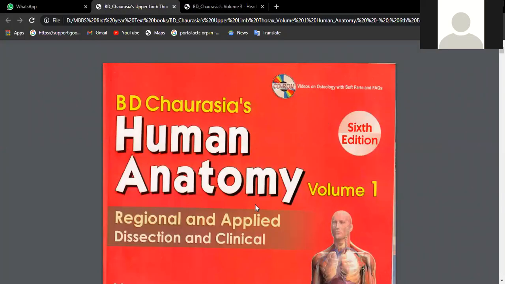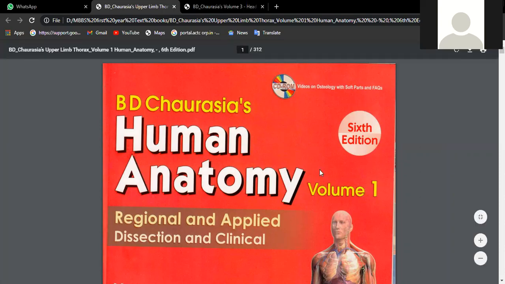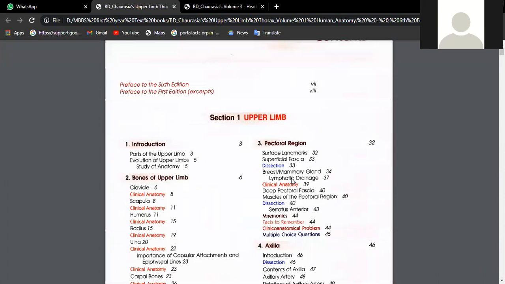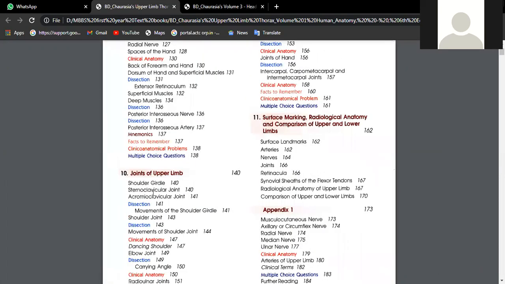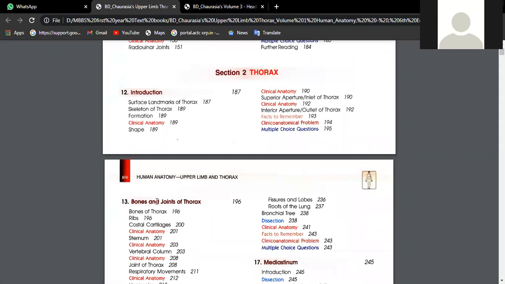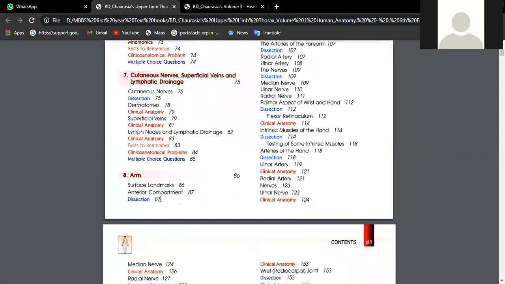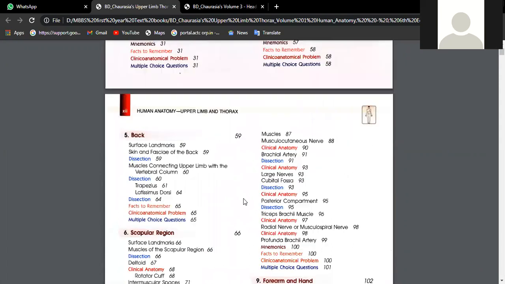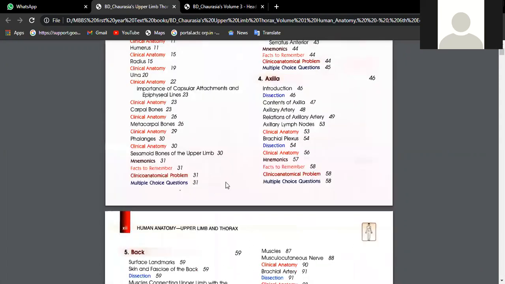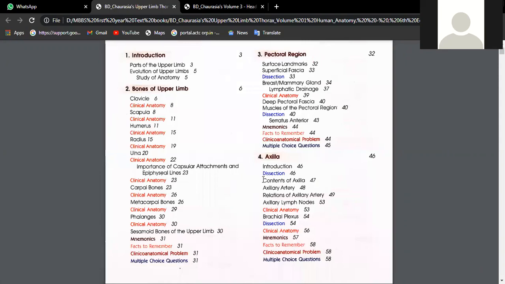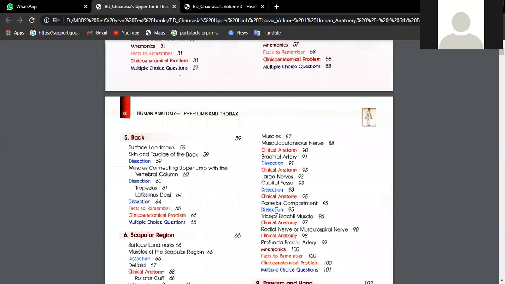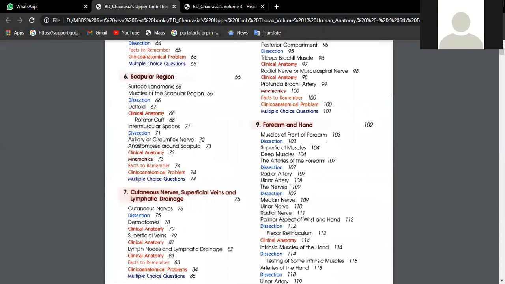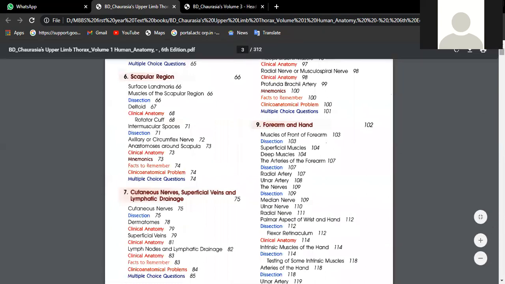Okay, hope you are seeing this. Okay, radial artery is a branch of which artery, Chavi? Brachial artery, isn't it? Radial artery. Forearm. Here we will have it. 107.